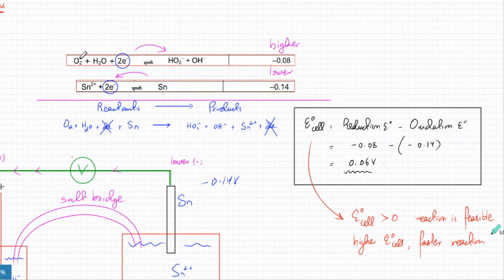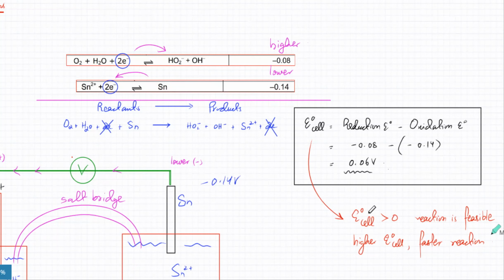Yes. So, which is why reduction and oxidation is more important compared to higher minus lower, because if you take this as the one that's getting oxidized, then this is the oxidation potential, right? Minus 0.08. And if you consider this as the one that's gaining electrons, then this is the reduction potential. So if you do reduction minus oxidation, you're going to get a very big negative value.